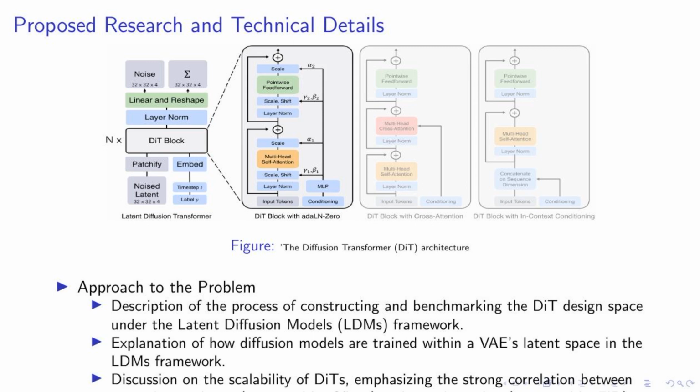One of the key aspects of DiTs is their scalability. We found a strong correlation between network complexity, measured in giga floating point operations, and sample quality, measured by the Fréchet Inception Distance. This suggests that as we increase the complexity of the network, we can expect a corresponding increase in the quality of the samples generated. This scalability is a promising feature of DiTs, opening up new possibilities for future research and applications.